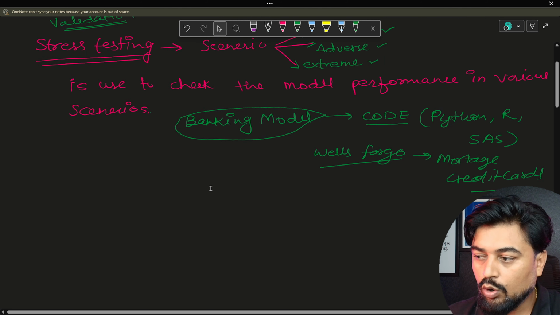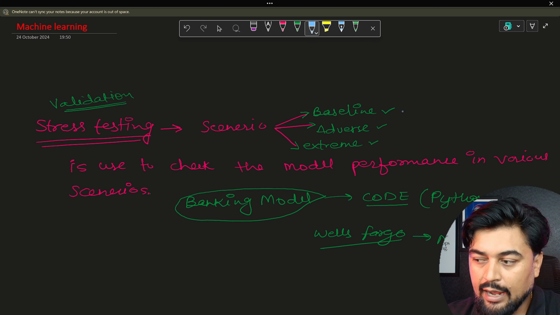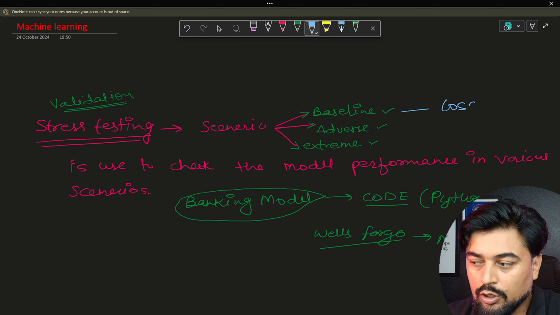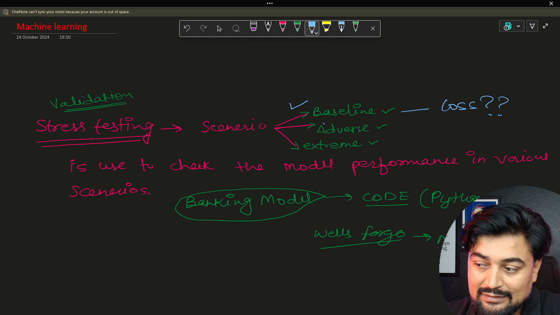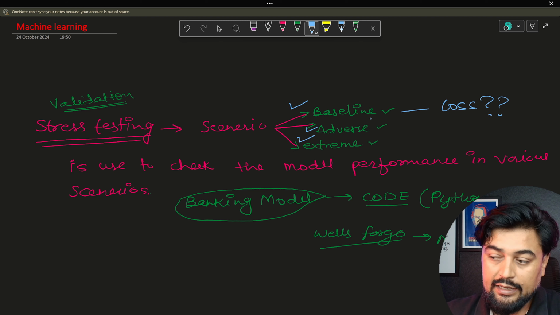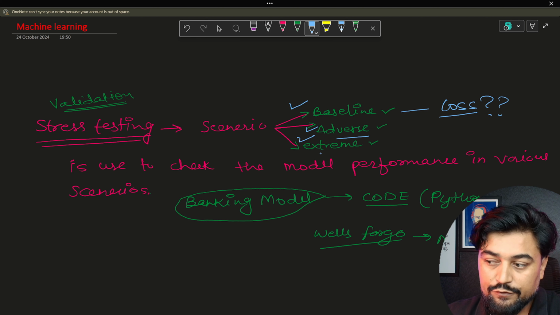Basically the core objective will be, whenever all these three scenarios are happening, how much loss the bank needs to bear. So the bank can be ready in advance for all these three scenarios. Like if baseline is the scenario, how much loss we can have from someone's default; if adverse is the scenario; if extreme is the scenario.